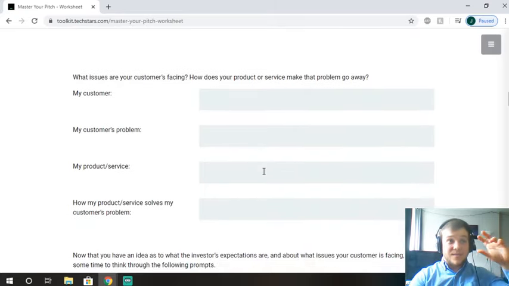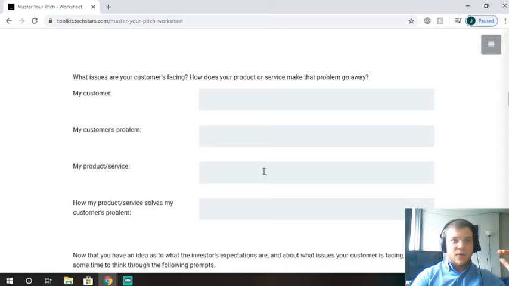You start with this is the base of your business. Who is your customer? What is your customer's problem? What is my product and service? And how does my product and service solve this problem? There are a few other exercises we've done in some of the previous sessions that would build you up to have this ready to go.